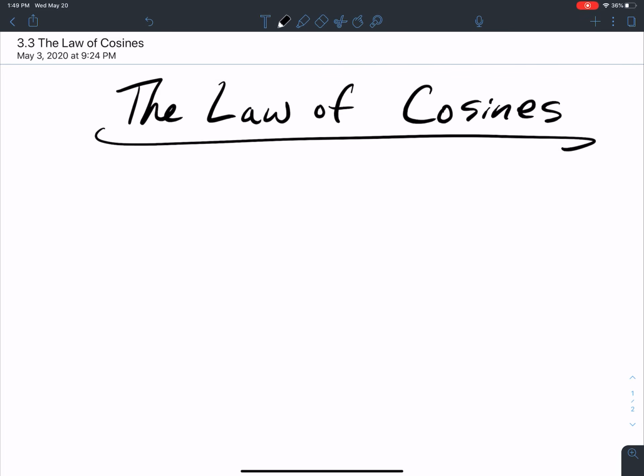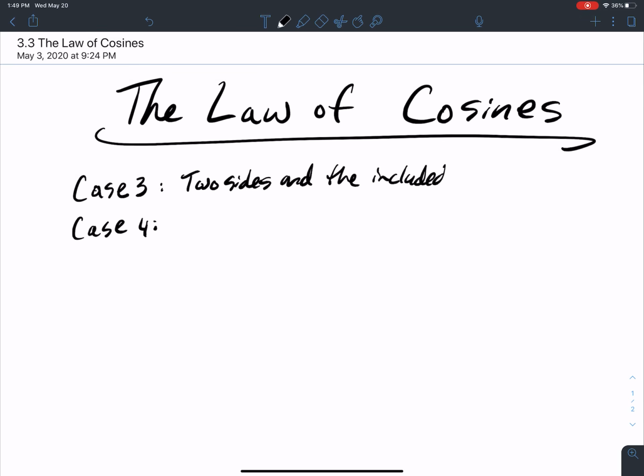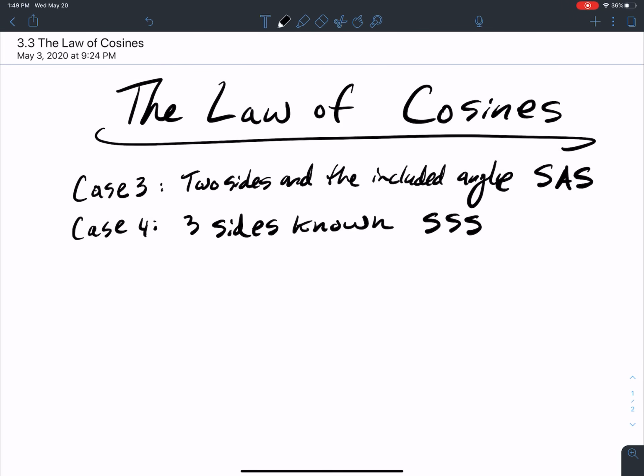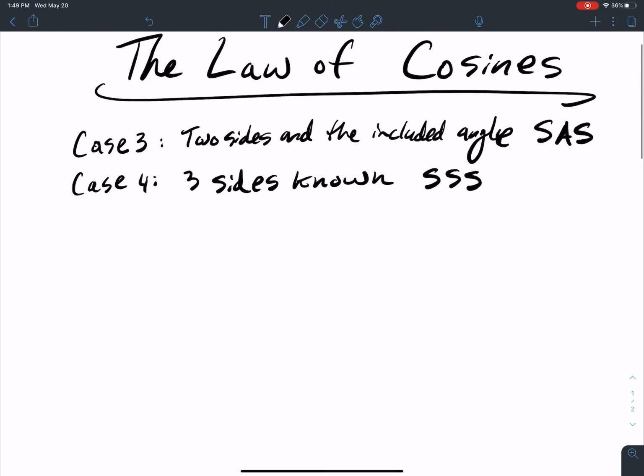So in this video, we're going to talk about the law of cosines. If you'll recall, these are case 3 and case 4. So case 3, we had two sides and the included angle. So that is SAS, and then three sides known was SSS.